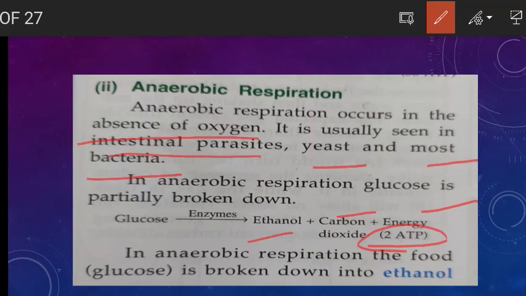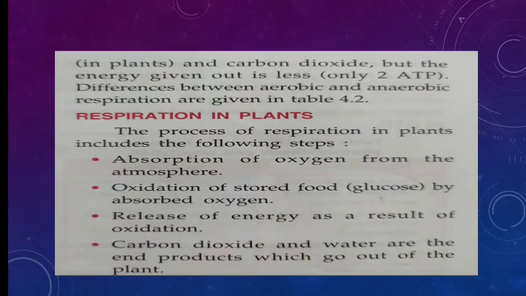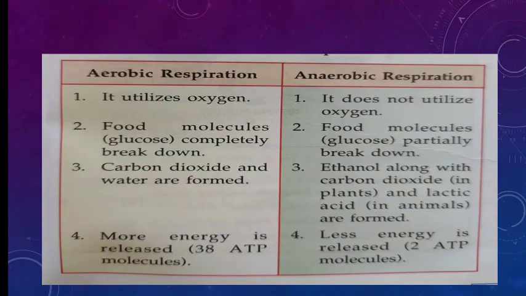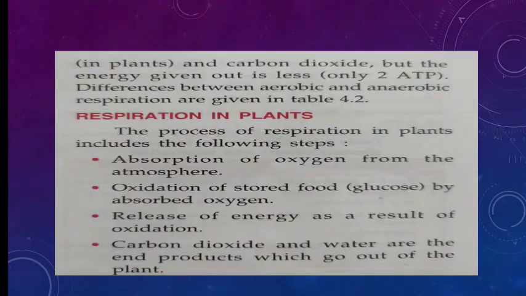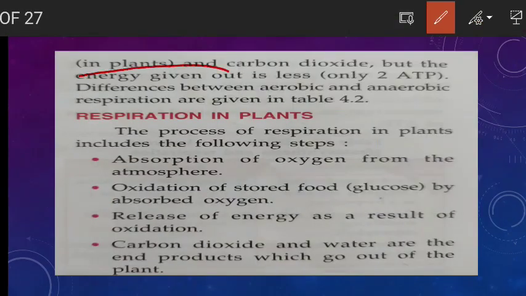Like in animals you get different products, and in plants you get different products. Clear? So in anaerobic respiration, the food is broken down into ethanol in plants, and carbon dioxide, but the energy given out is less. The differences between aerobic and anaerobic respiration we will discuss.